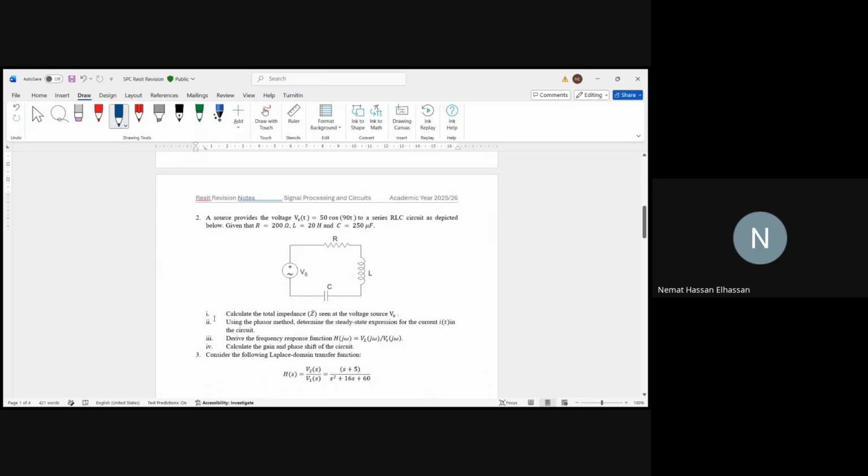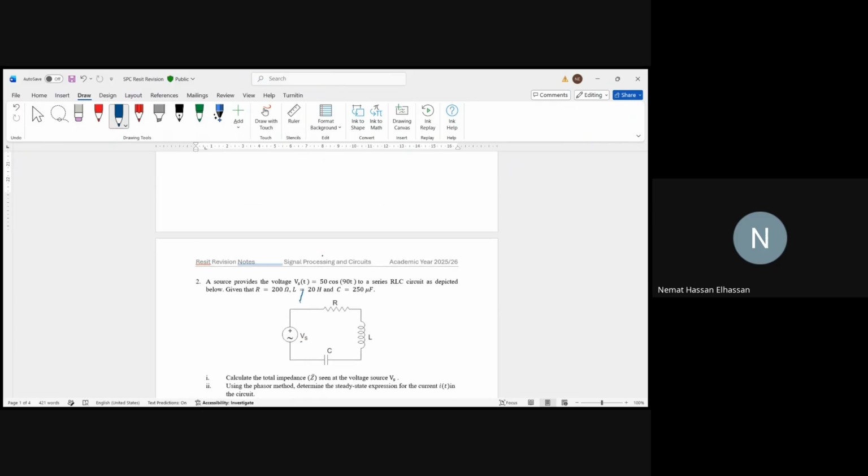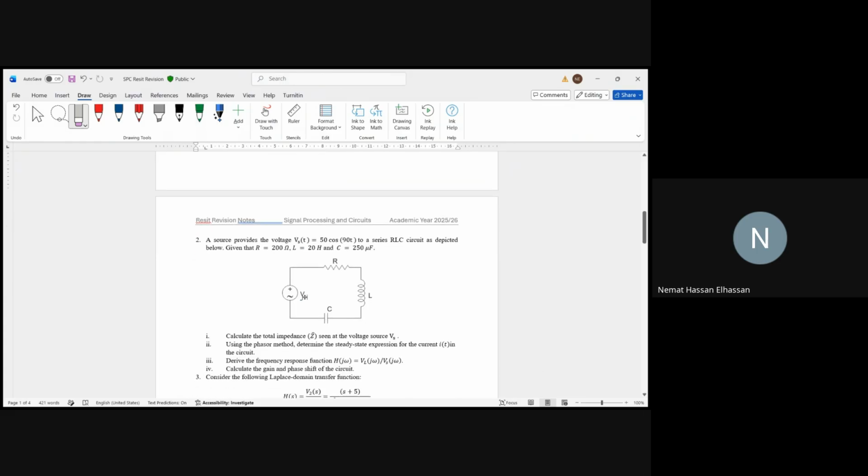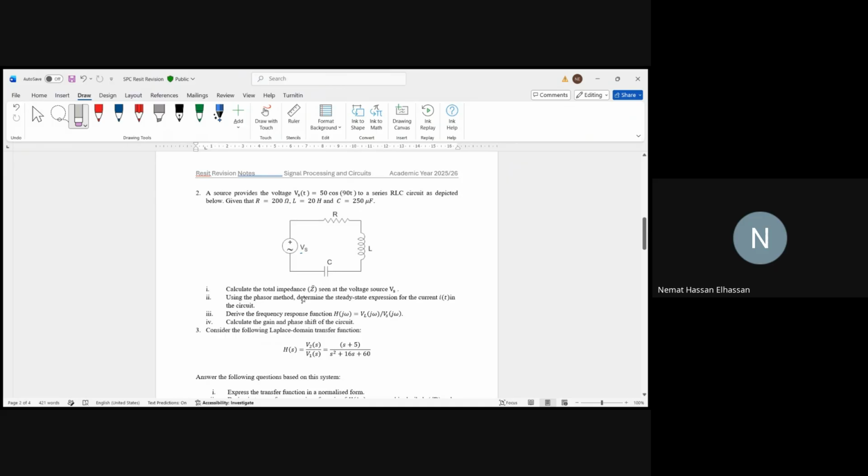A source provides the voltage Vs of t, which is equal to 50 cosine 90 t, to a series RLC circuit as depicted below.